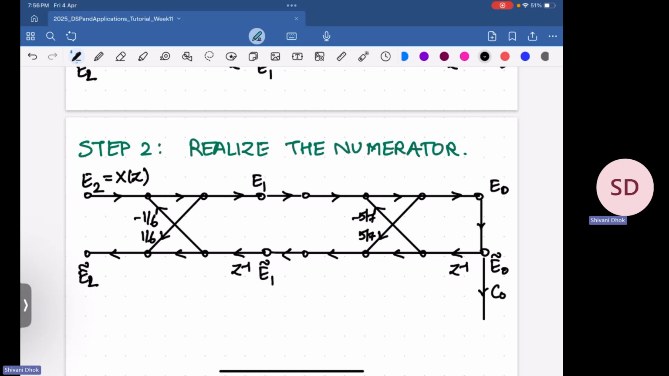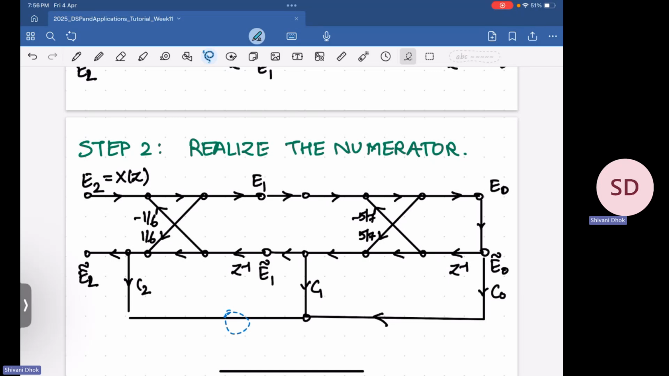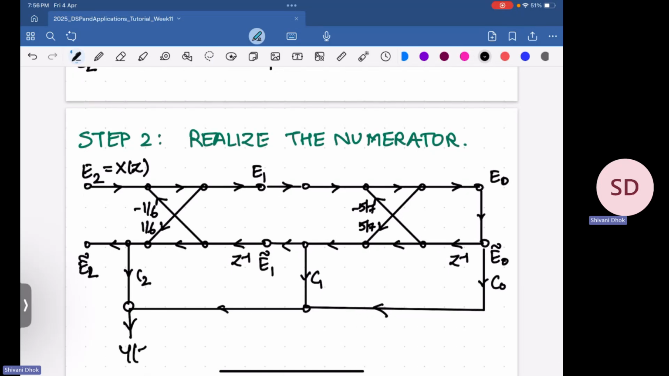We scale it by C0. Then here, this is my E1 tilde. So this gets scaled by C1. And here I have my E2 tilde. So this gets scaled by C2. Now these two get added like this. And then we have similar thing coming here. So these two also get added. And this is my final Y of Z.